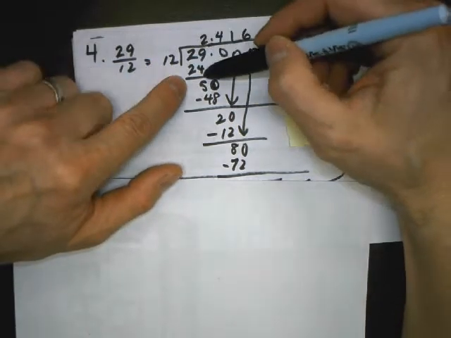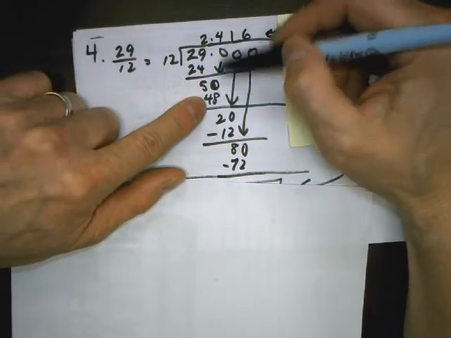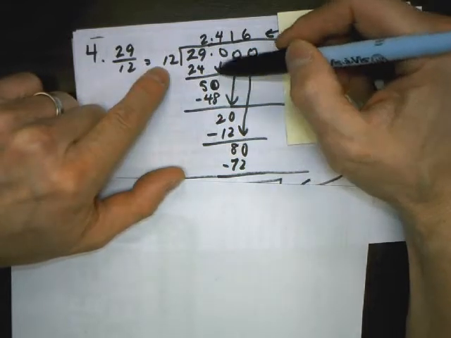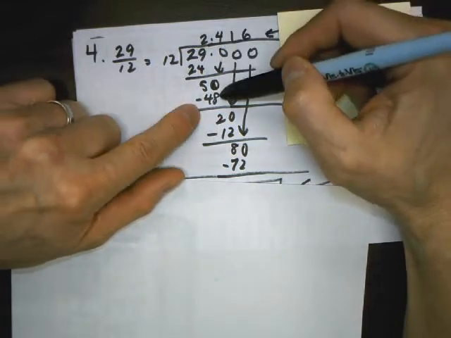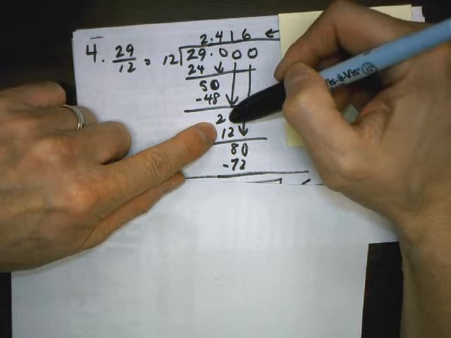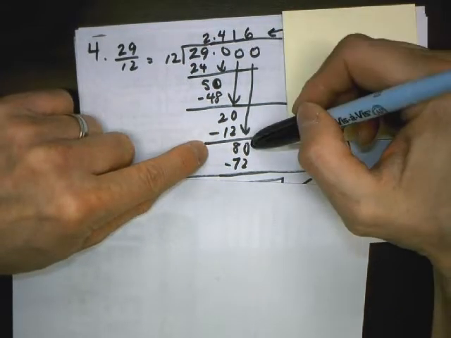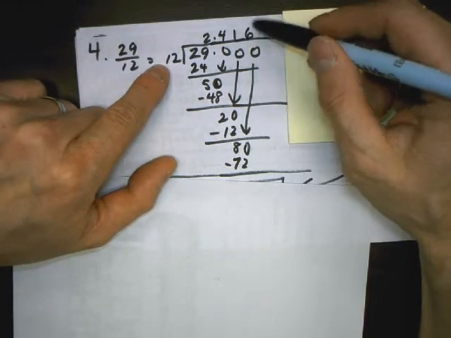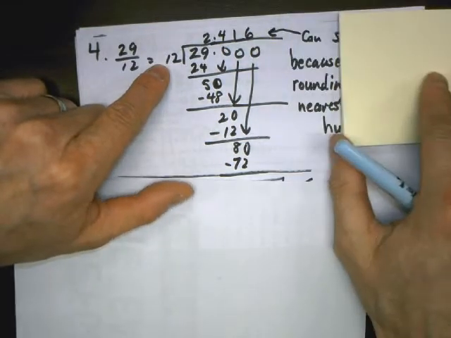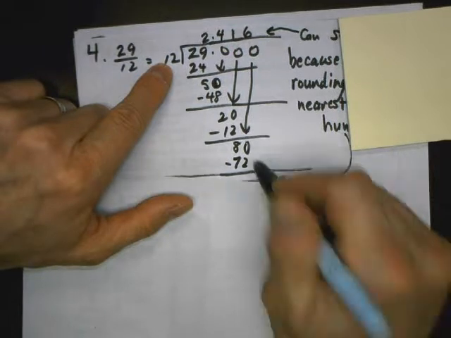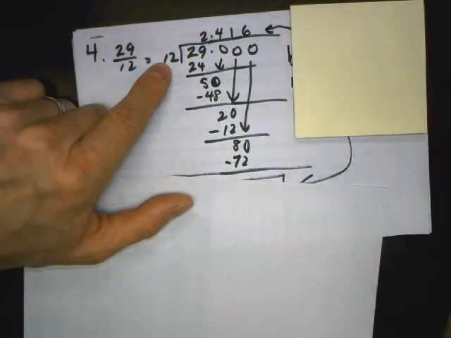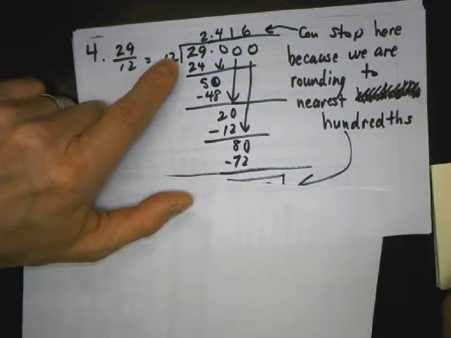Well, 12 goes into that 2 times. Subtract. Bring down a 0. 12 goes into 54 times. Subtract. Bring down a 0. 12 goes into 21 times. Subtract. Bring down a 0. And when I subtract those two, I'm going to get 8 again, and that's going to start repeating, okay?